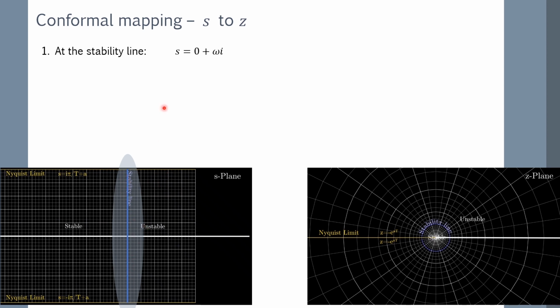So at the stability line, we get S equals some imaginary number, omega, which is the frequency of this imaginary axis, plus 0. So there is no growth and no decay. If we apply z equals e to the sT, we get z equals e to the i omega capital T. And e to the i omega T is literally a circle of radius 1. So for any omega you get just a point on the circle. So this is the unit circle.